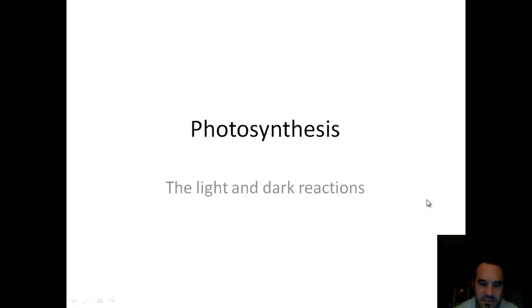We're going to be looking at photosynthesis tonight, and the two reactions that make up photosynthesis and make it possible, the light reactions and the dark reactions. And by the end of the video, you should have a better understanding of how plants are able to harness sunlight and use the energy from sunlight and transform it and use it to put together carbon dioxides to make sugars.